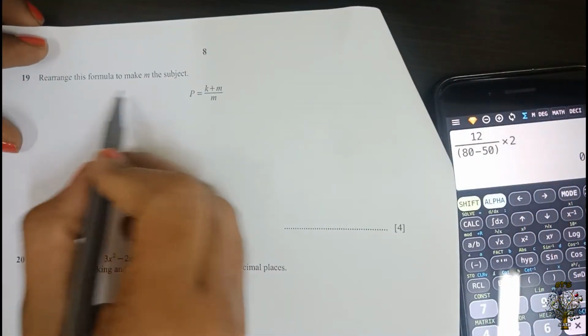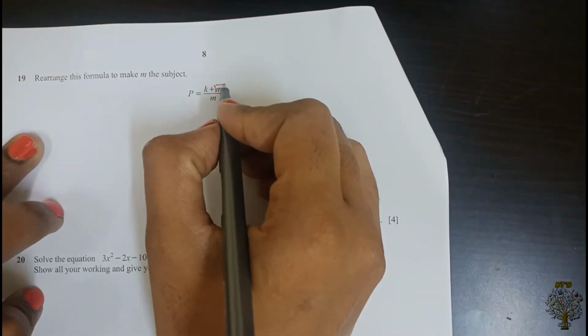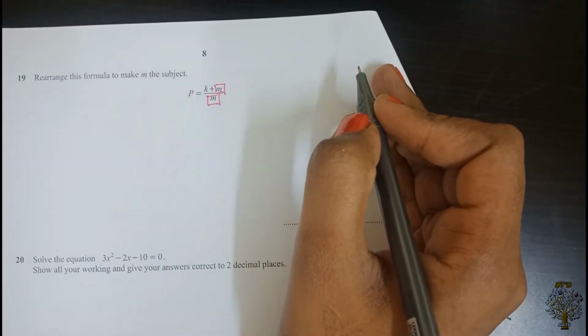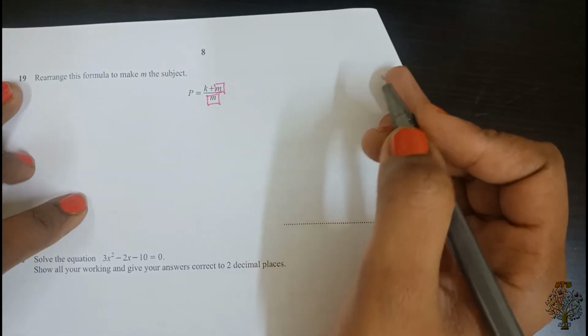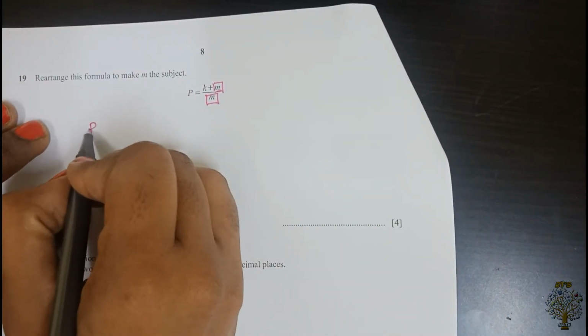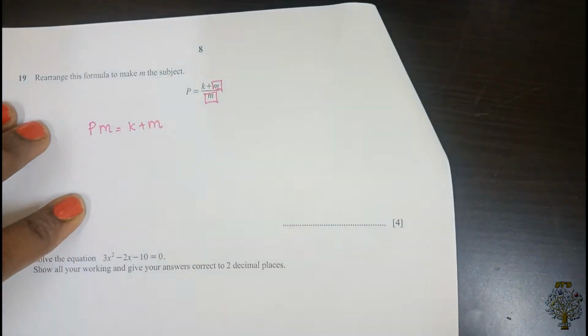Now rearrange this formula to make M the subject. Okay, you are going to make M the subject. That means bring M to the one side and all other terms to the other side. First bring this M to the other side. P multiplied with M is equal to K plus M.